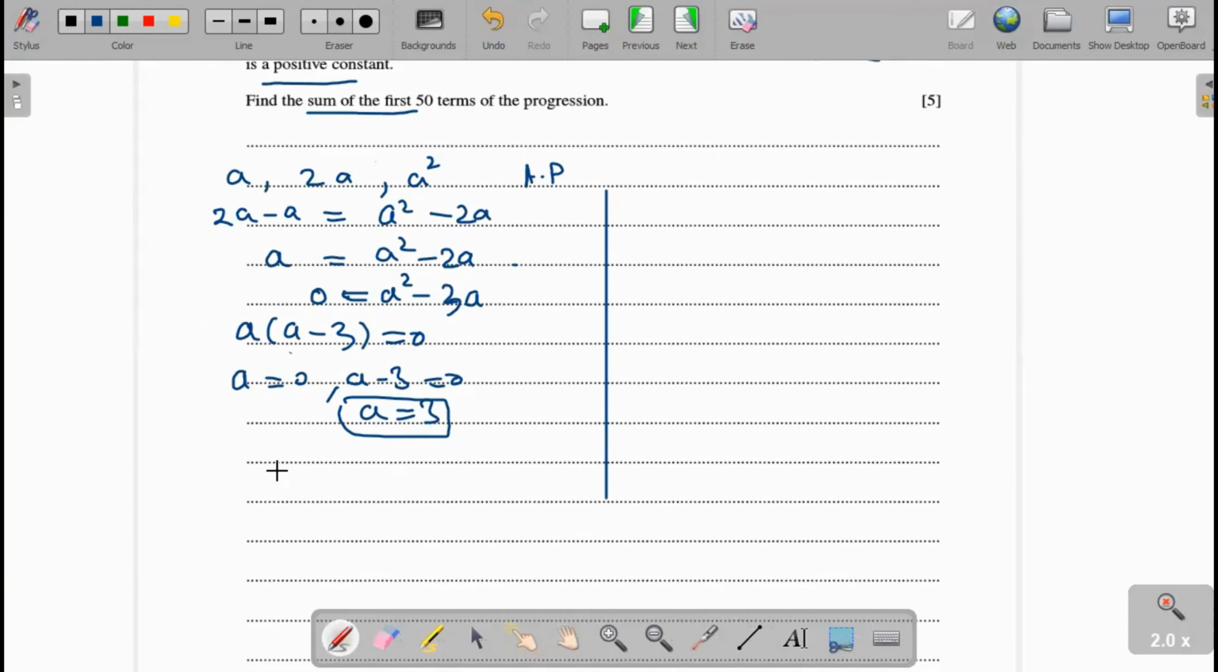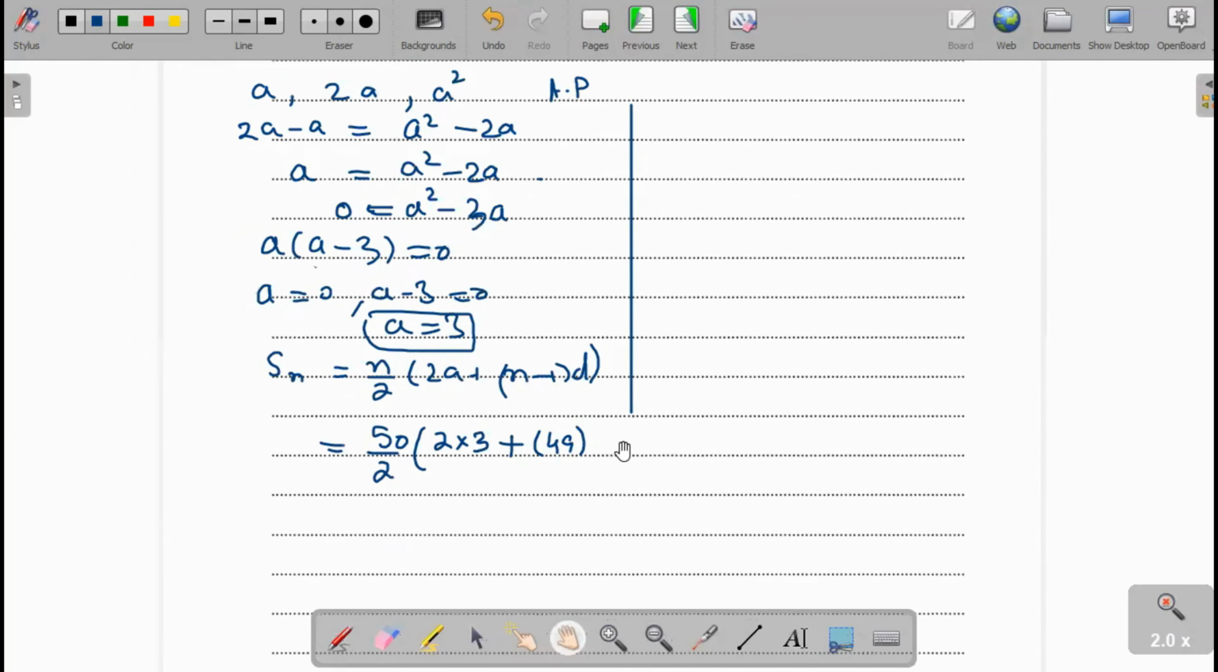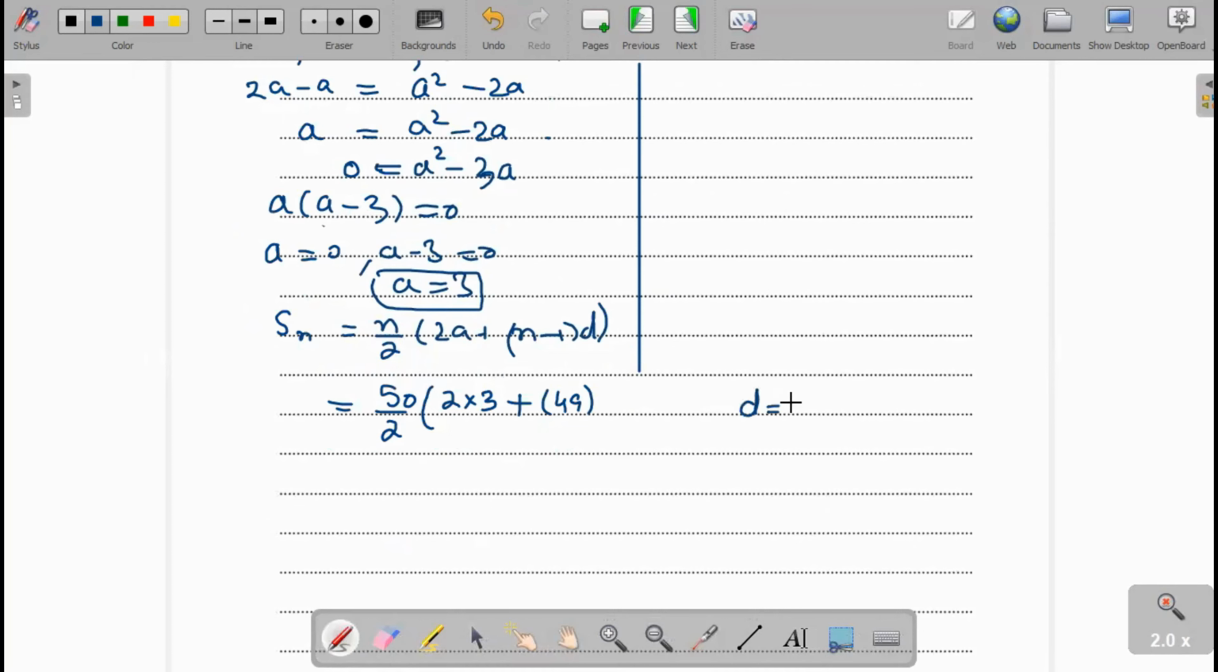Now to find the sum of the first 50 terms, the formula you can see in the formula sheet, the sum of terms in an arithmetic progression, Sn will be equal to n over 2 into (2 times a plus (n minus 1) into d). Here n is 50 and the first term is a. Now you can write it 2 into 3, and another term is 50 minus 1 is 49, and d, you can find d. To find d, we have d equal to 2a minus a, that is equal to a, therefore d will also be 3.